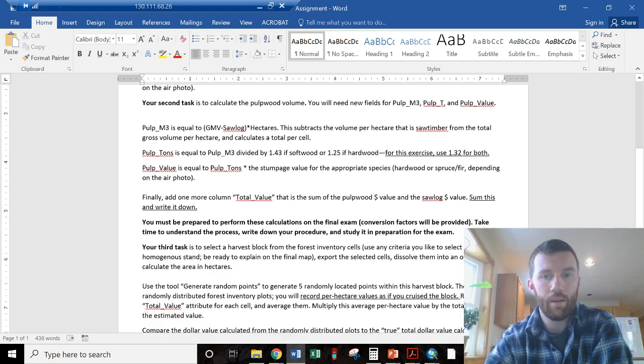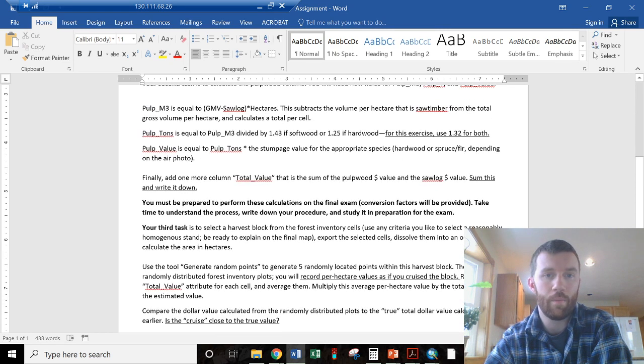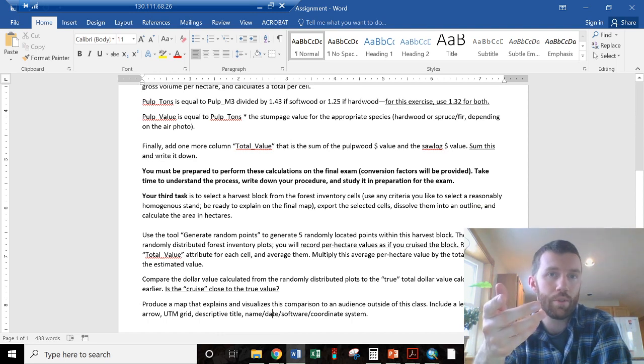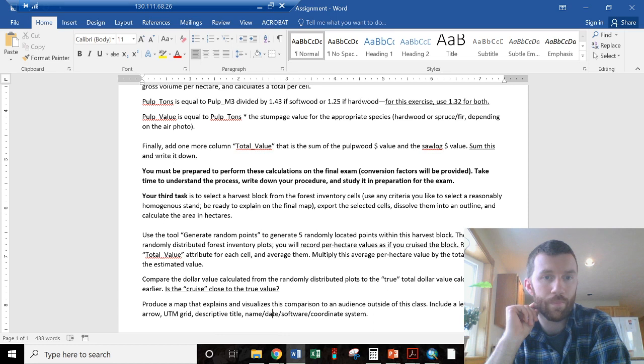So after that, you're going to end up with a total value, so that's the total stumpage value for the entire thing. And from there, you will then do the fake cruise. And at the end, you're going to ask the question, is this cruise that I did with 5 plots representative of the stand as a whole?